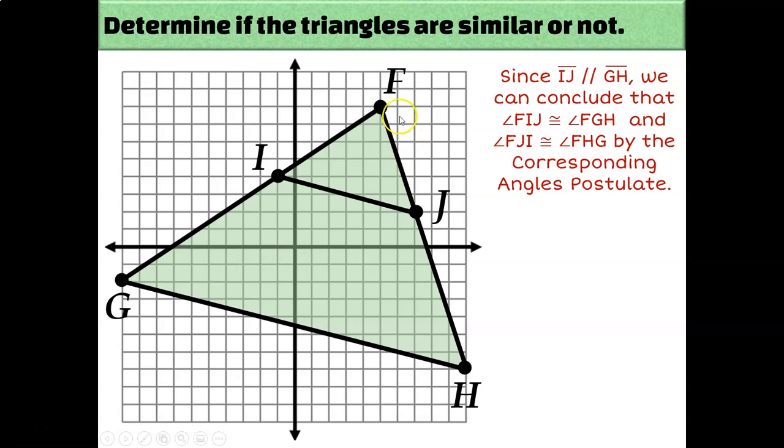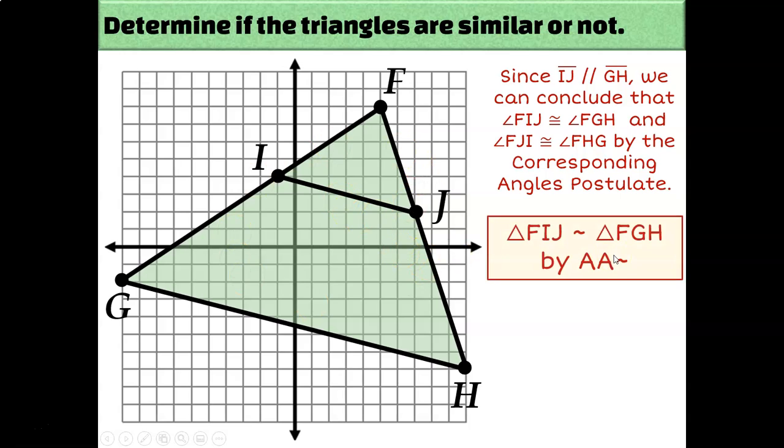So you could combine that with angle F being congruent to angle F by the reflexive property, like we said earlier, or you could also say that angle FJI is congruent to angle FHG by the corresponding angles postulate as well. So we actually have enough information in this diagram to prove that not only two pairs of corresponding angles are congruent, but actually all three pairs of corresponding angles are congruent. So that's more than enough information to show that triangle FIJ is similar to triangle FGH by angle-angle similarity.